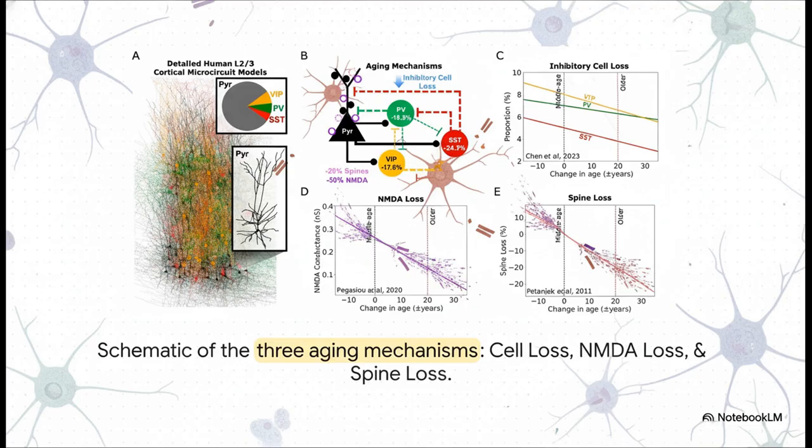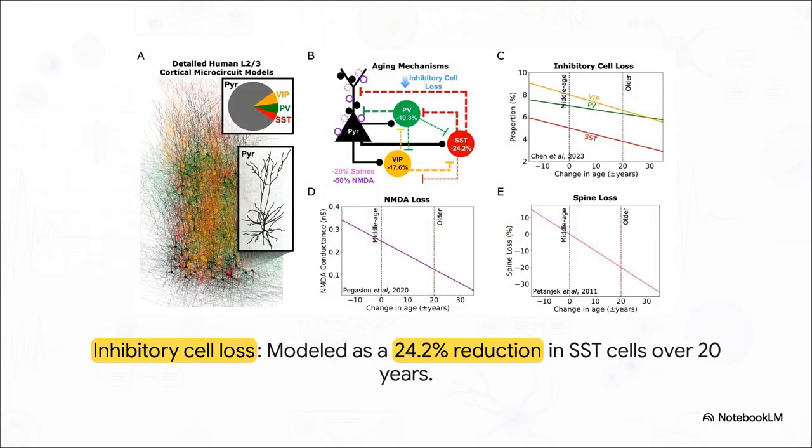Now, let's look at the empirical basis for each of these changes. The first mechanism is inhibitory cell loss. The model incorporated a progressive loss of interneurons based on human transcriptomic data from Chen and colleagues. The most significant impact was on the somatostatin-expressing, or SST, cells. These were modeled with a 24.2% reduction over the 20-year period, reflecting their known vulnerability in the aging process.